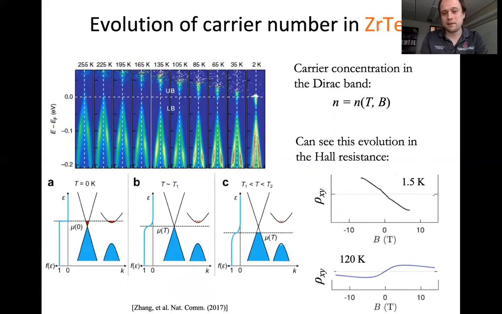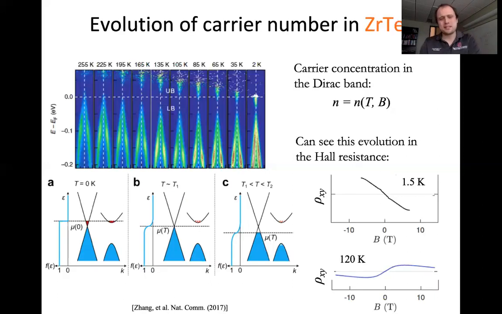You can also, just by measuring the Hall effect, the slope of rho xy tells you the sign of the carriers, and you see this evolving as well, not just as a function of temperature, but also as a function of B, so somehow the magnetic field also changes the density of states associated with this other band. So the carrier concentration evolves as a function of both T and B.